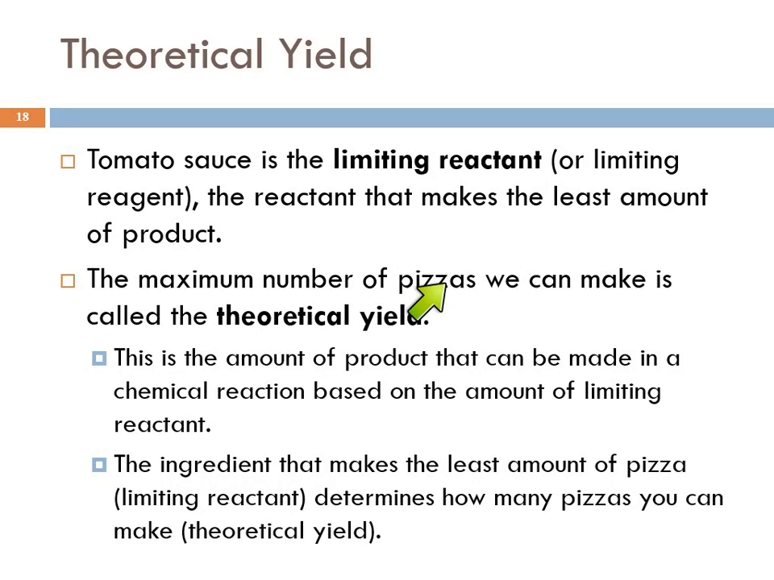The number of pizzas that we calculated there, 3 pizzas, that's called the theoretical yield. Because that's if everything goes perfectly, we could make 3 pizzas, right? But what if on the way to the oven you drop one? Well, you can't serve pizza that you dropped on the floor. So the theoretical yield is the amount of product that can be made in a chemical reaction based on the amount of limiting reactant. Okay, so the limiting reactant is what controls the amount of the theoretical yield.